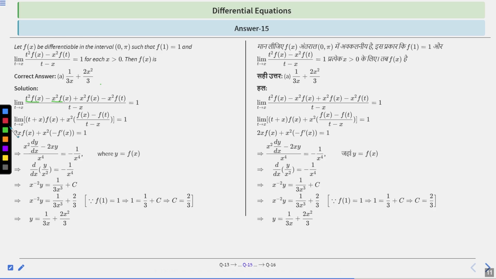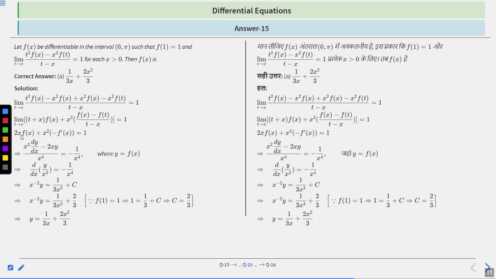Therefore, we are left with limit t tending to x, (t plus x) into f(x) plus. Now see, in these two parts, we have x square f(x) minus x square f(t) upon t minus x, right? Therefore, if we take x square as common, then we will get x square into (f(x) minus f(t)) upon (t minus x). Therefore, this part is basically minus of f dash x, right?